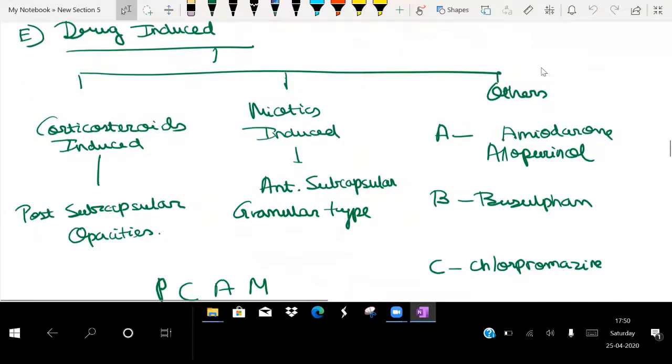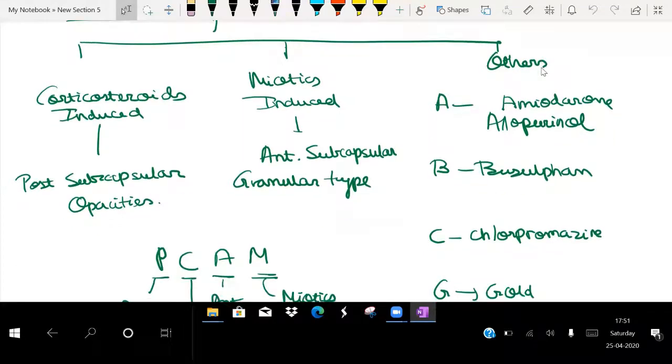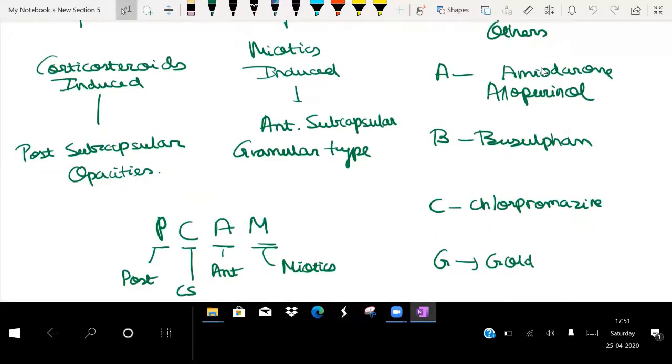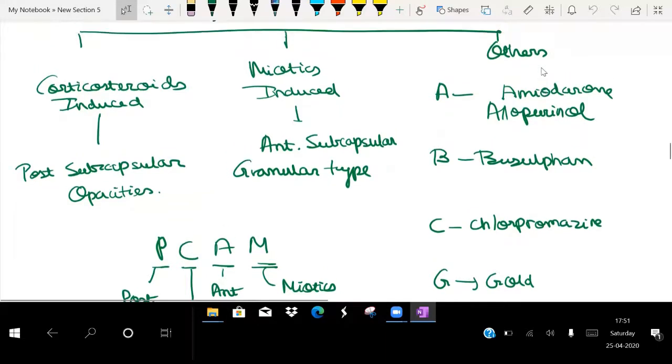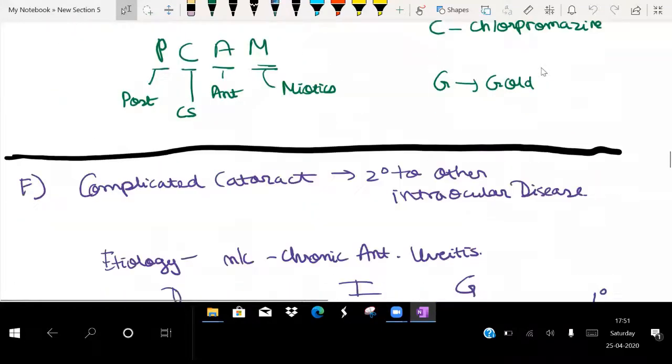The fifth type is drug-induced. Mainly we classify drug-induced cataracts into corticosteroid-induced, miotics-induced and others. For corticosteroid-induced and miotic-induced, we have a mnemonic which is PCAM. PCAM means posterior subcapsular opacity seen in corticosteroid and anterior subcapsular granular type seen in miotics. For others, we have A, B, C, G. A for amiodarone and allopurinol, B for busulfan, C for chlorpromazine, and G for gold.